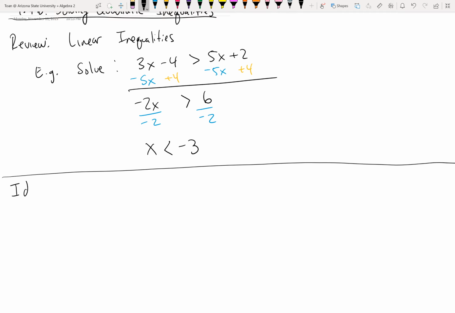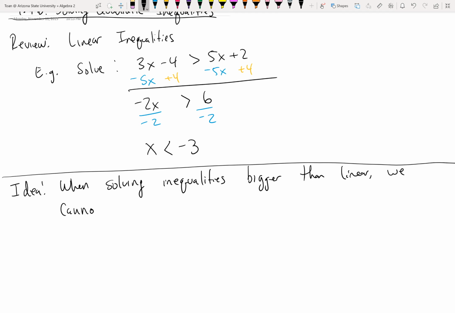It's such an important idea, I'm actually going to write it down. When solving inequalities bigger than linear, we cannot solve it directly.